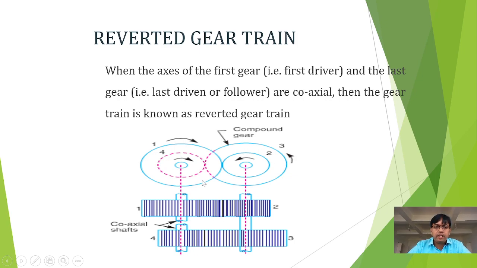This type of combination is called a reverted gear train. Now, what is the advantage of this reverted gear train? These reverted gear trains will occupy less space, because the driving gear is coaxial to the driven gear. That is the main advantage, and it has less noise also. This combination of reverted gear trains is used in lathe machines, and is also used in milling machines, drilling machines, etc.